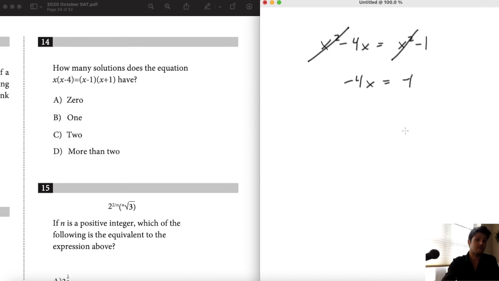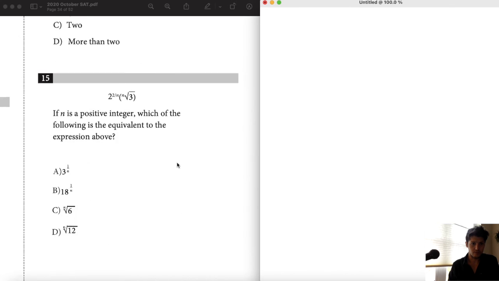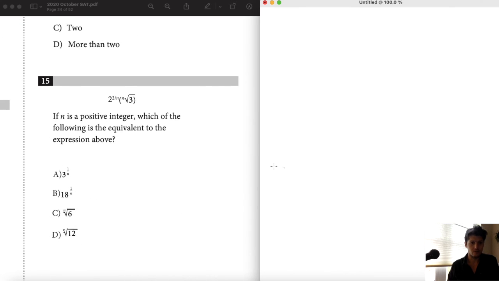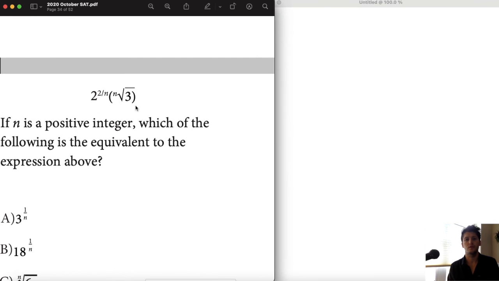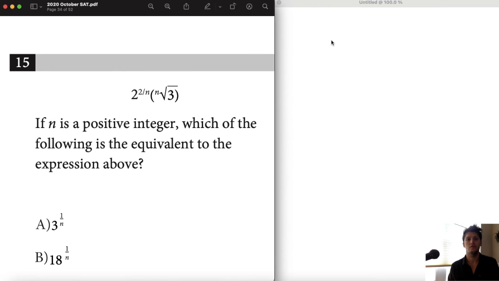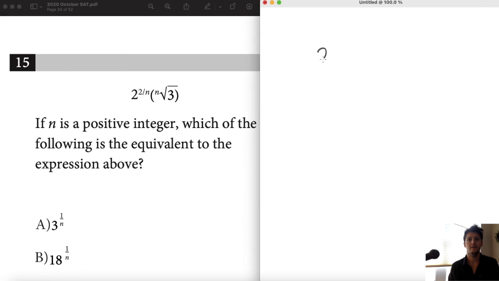All right, number 15. N is a positive integer. Which of the following is equivalent to the expression above? Okay, so literally they just want us to move some stuff around. It's kind of weird looking. This might be a formatting issue. Oh, yeah, that's really goofy. 2 to the power of 2 over n times the nth root of 3.